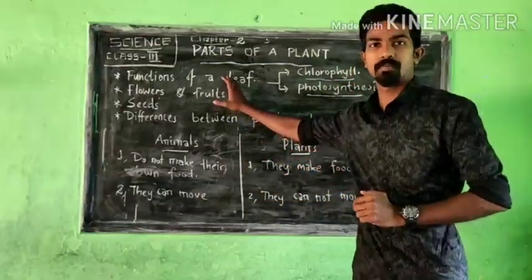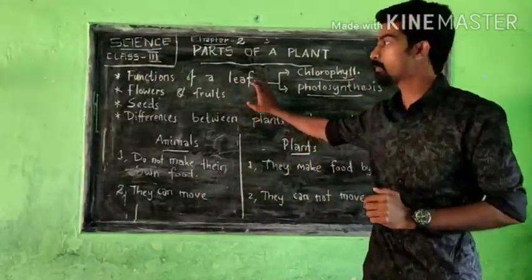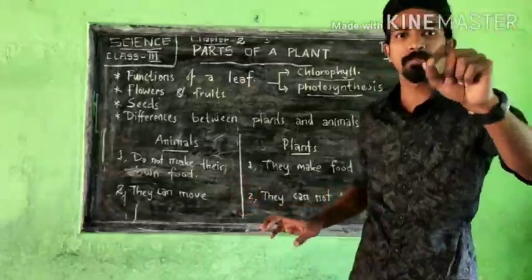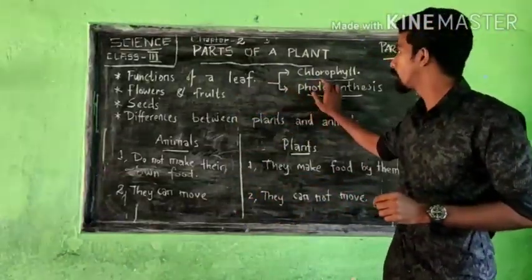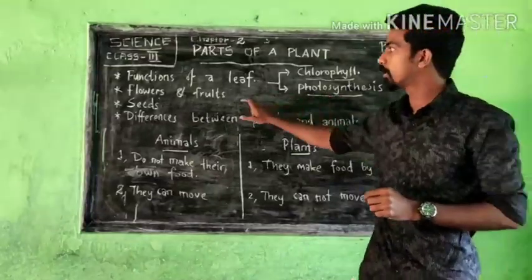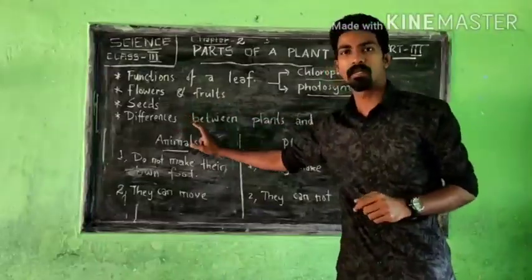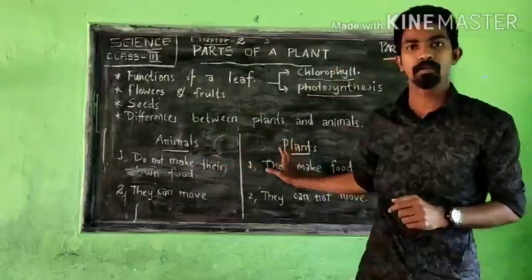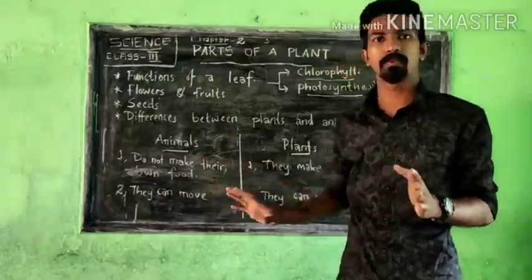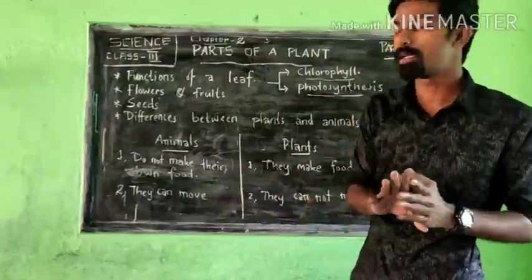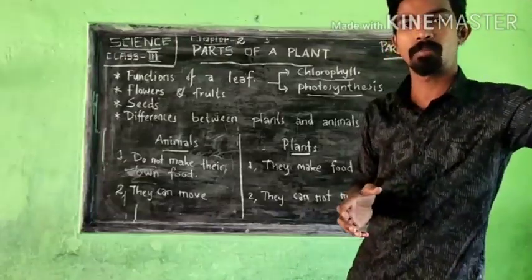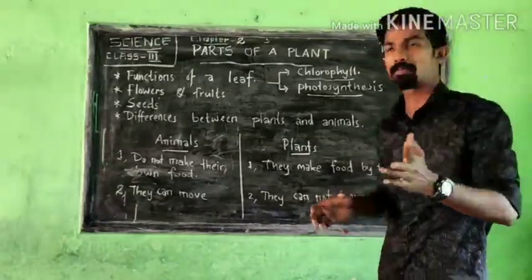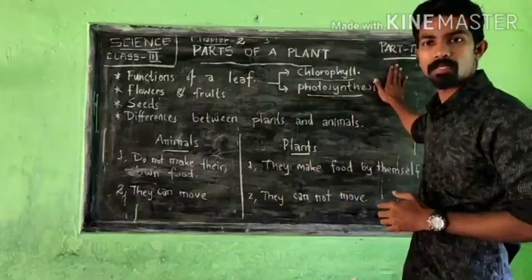Today's topic was functions of a leaf. Before studying functions of leaf, you study parts of leaf. Then after functions of leaf, chlorophyll, then I explained photosynthesis, then flowers and fruits, then seeds, then finally differences between plants and animals. I hope you understood all these things. If you did not understand, watch again from part 1, part 2, part 3, which are available on YouTube. This is the last class.